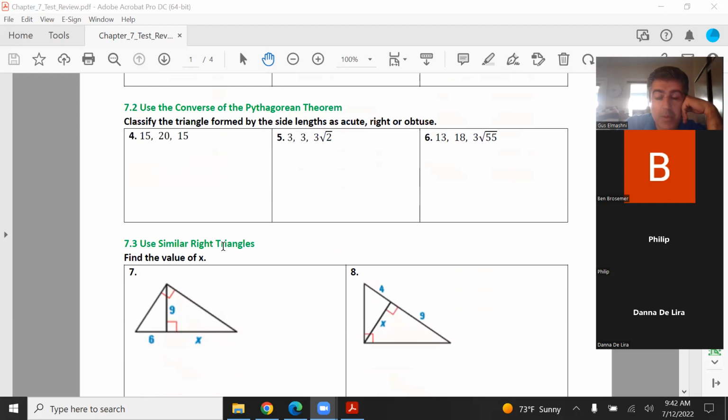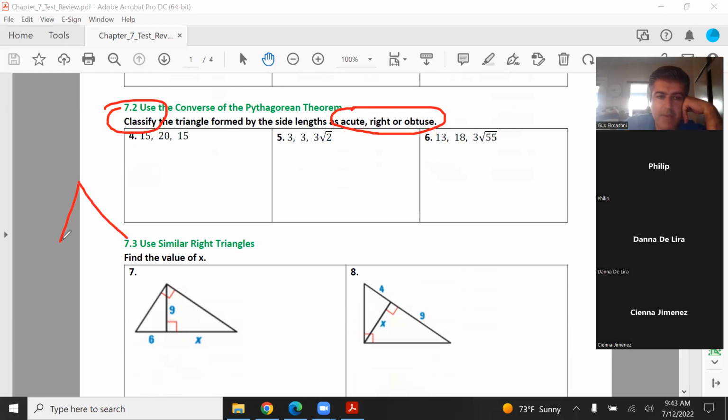Number 4, we did 4, sorry, 5 and 6. So you're asked to classify, and I know someone had emailed me that they're a little confused about classification. So there are 3 classifications: acute, right, and obtuse. Acute would look kind of like this, where every angle is less than 90. Obtuse would look like this, where one angle is more than 90, and then clearly the other 2 are less than 90. And right is just where you have one angle that's 90 degrees.